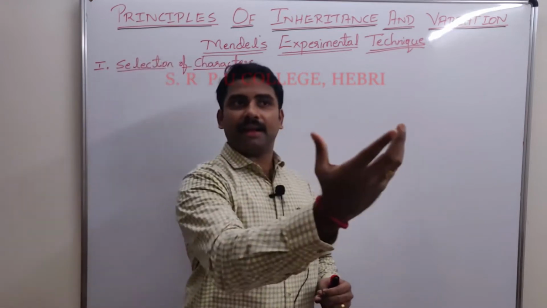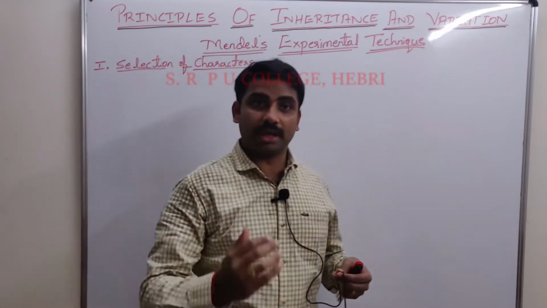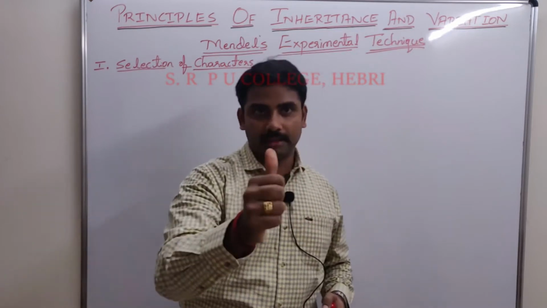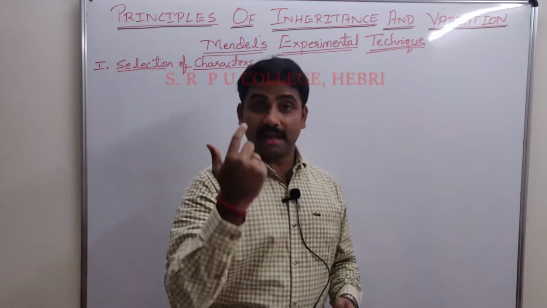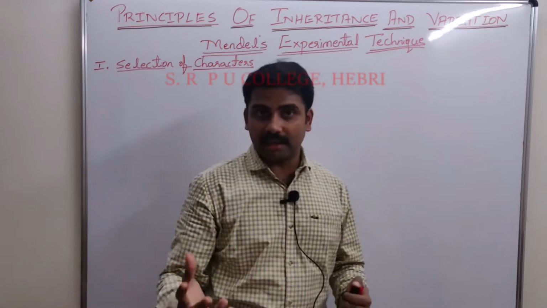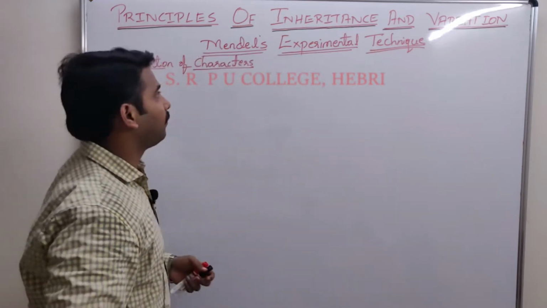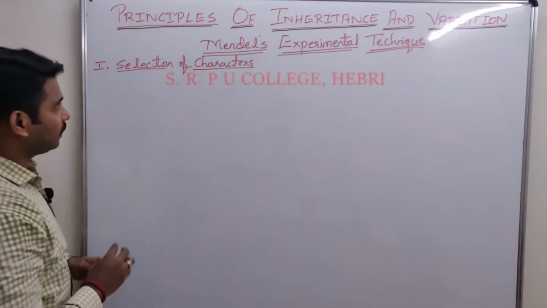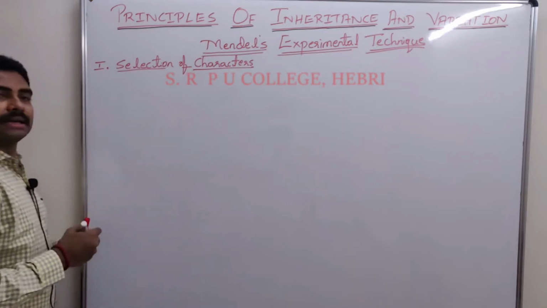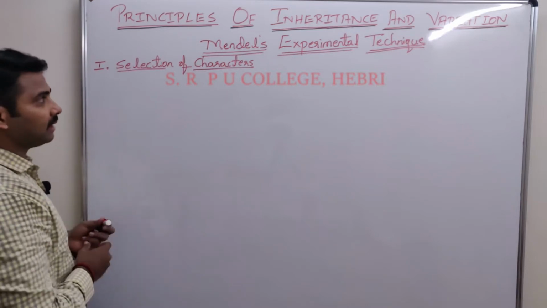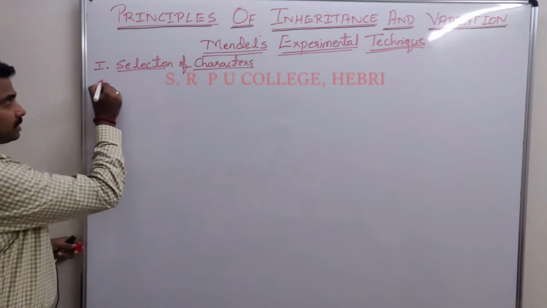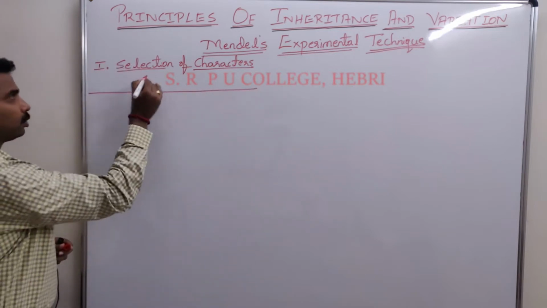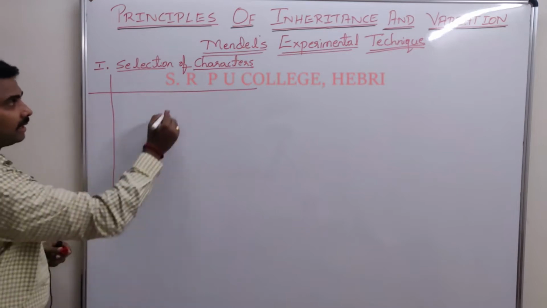A clearly visible external feature. What could be examples? Height, not tall and dwarf, I will tell that again. Height, hairstyle, eye color, skin color, right? All of them are clearly visible features, which are called genetic characters or clearly visible characters. So, how many characters did he select? He mainly selected 7 characters. Totally 7 characters he selected.